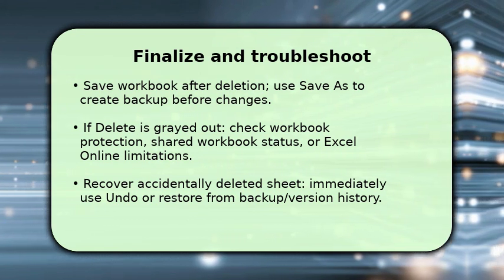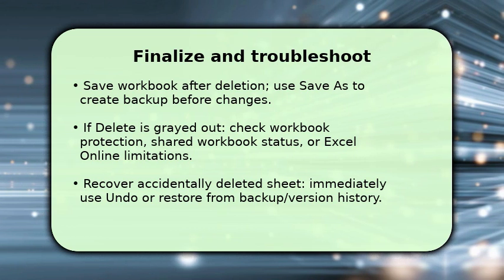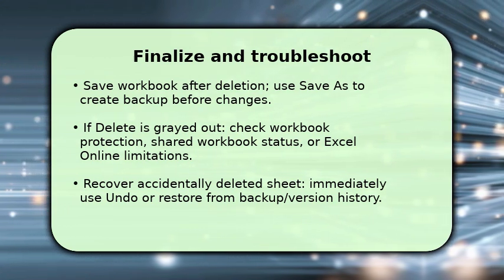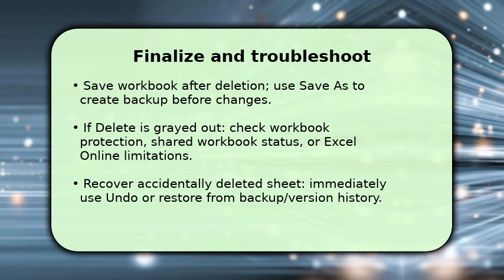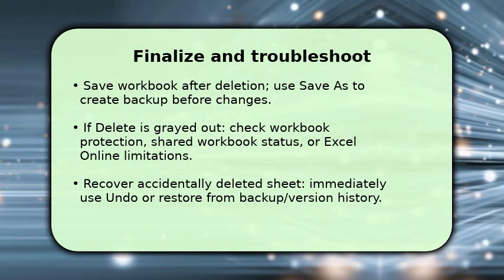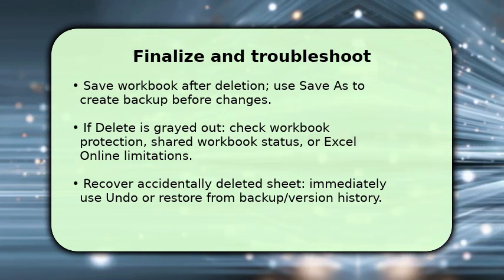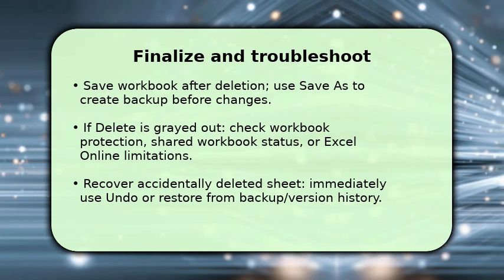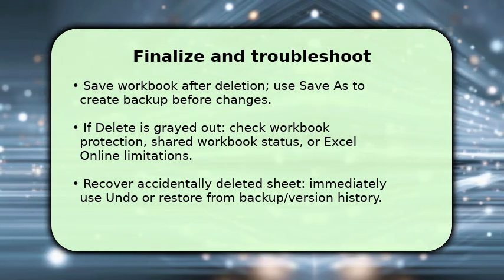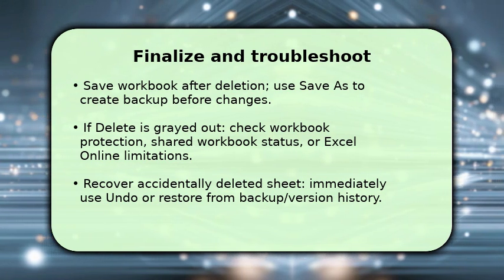If the delete option is grayed out, make sure the workbook or structure is not protected, the file isn't in shared mode, and you're not editing in Excel Online, which restricts sheet deletion. If you delete the wrong sheet, press Ctrl plus Z or recover from version history. This is why keeping a backup matters.